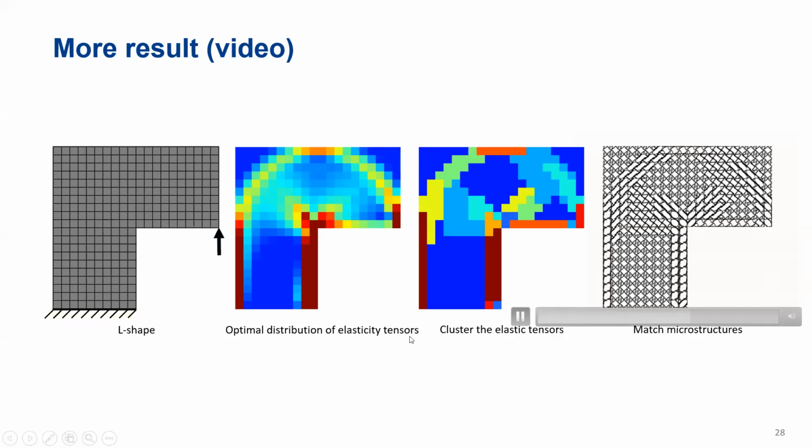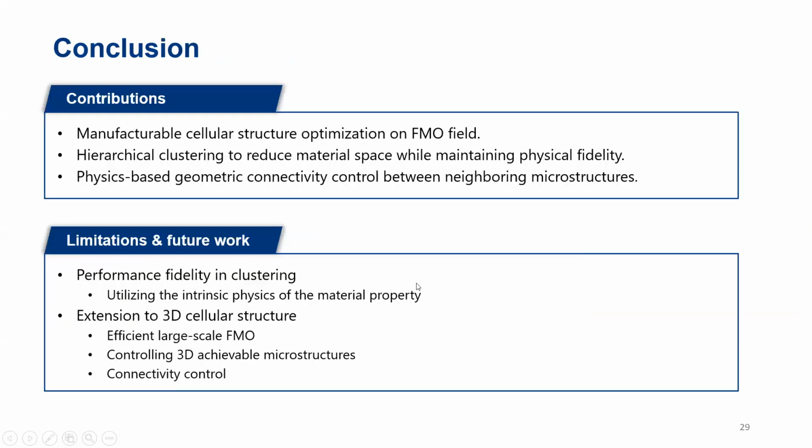Okay, that brings me to the end of my presentation. A novel framework of generating a manufacturable cellular structure on FMO field of target performance is proposed in this paper. The nice numerical examples mainly come from the clustering approach to reduce the material number while maintaining physical fidelity, and the novel physics-based connectivity control.